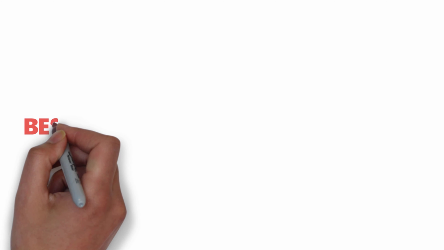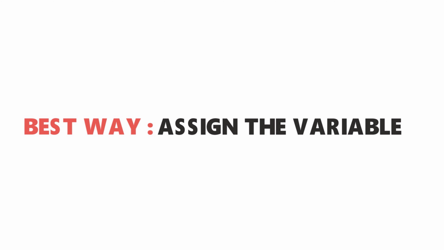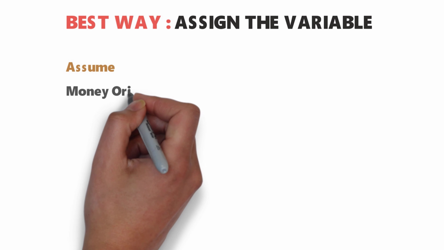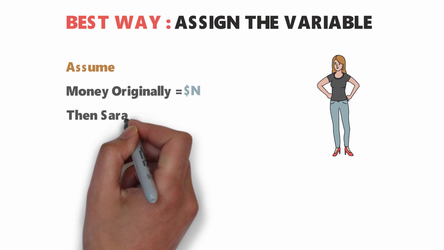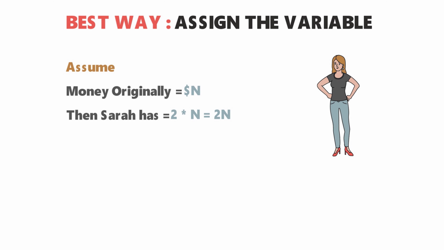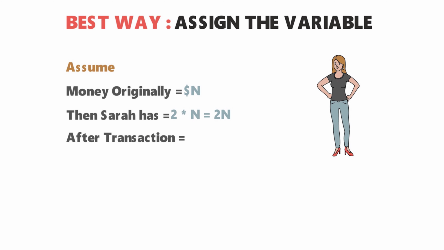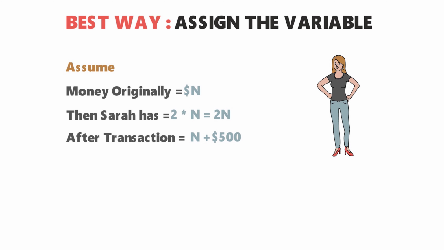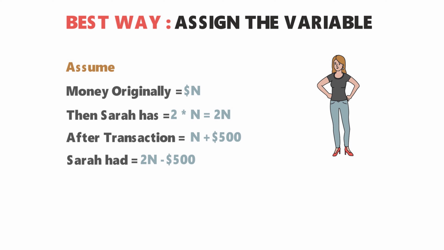The best way to solve this challenge is to assign a variable to what Nicole had originally. If we assume that Nicole had originally N dollars, then Sarah will have twice as much, meaning 2 multiplied by N, or 2N. That means that after the transaction, when Nicole received additional money from Sarah, Nicole had N plus $500, and Sarah had 2N minus $500.